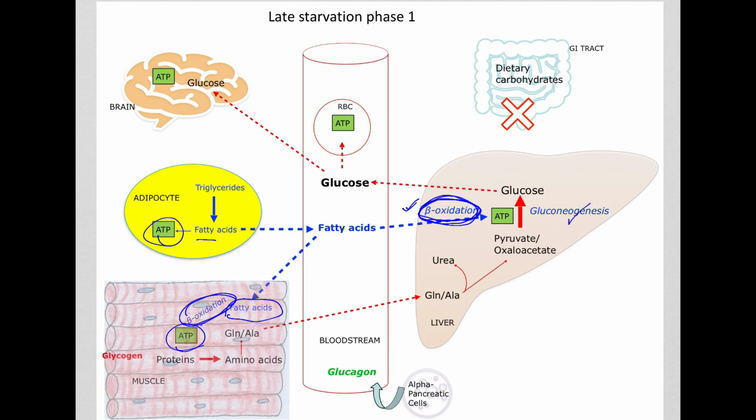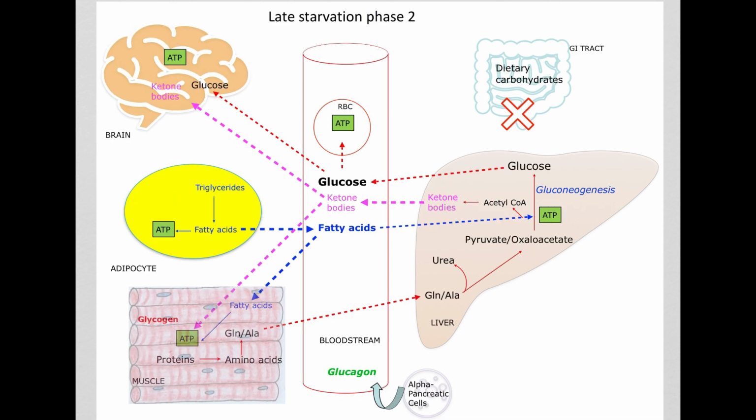So gluconeogenesis, triglyceride breakdown, as well as beta oxidation become very predominant in early starvation and then become more predominant in late starvation. Okay, so this is phase 1, the early part of late starvation. Now, what happens if you still do not eat anything? What happens if you get into the later part, phase 2 of late starvation?